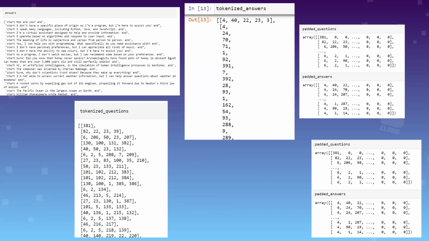So these are the various stages of the data cleaning process. As you can see, first we did the tagging of answers, then we did the tokenization, and then we did padding.